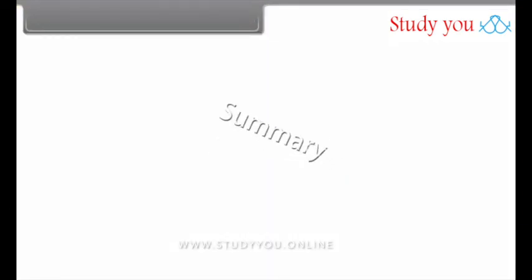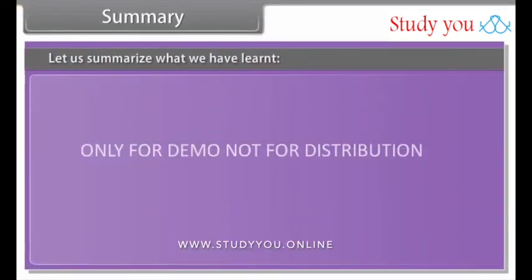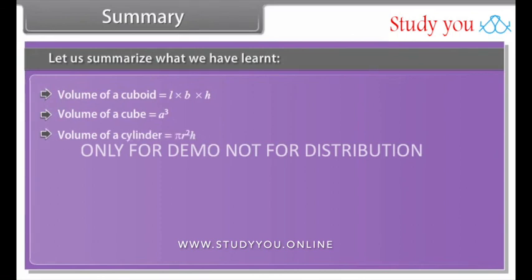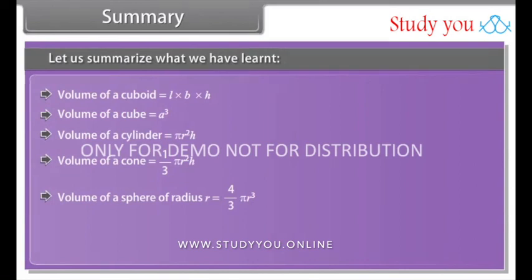Summary. Let us summarize what we have learned. Volume of a cuboid is equal to L into B into H. Volume of a cube is equal to A cube. Volume of a cylinder is equal to pi r square H. Volume of a cone is equal to 1 upon 3 pi r square H. Volume of a sphere of radius r is equal to 4 upon 3 pi r cube.